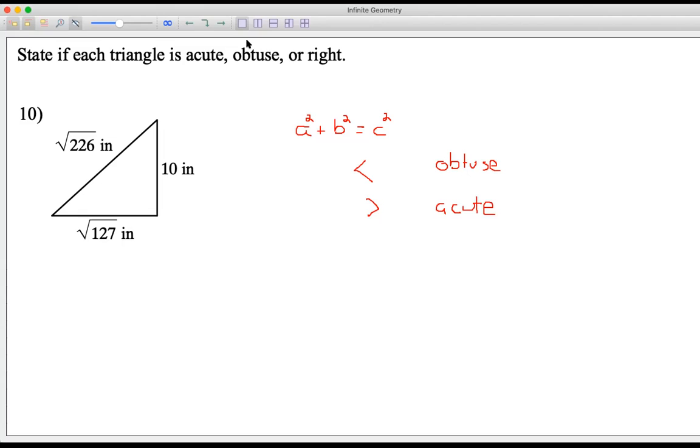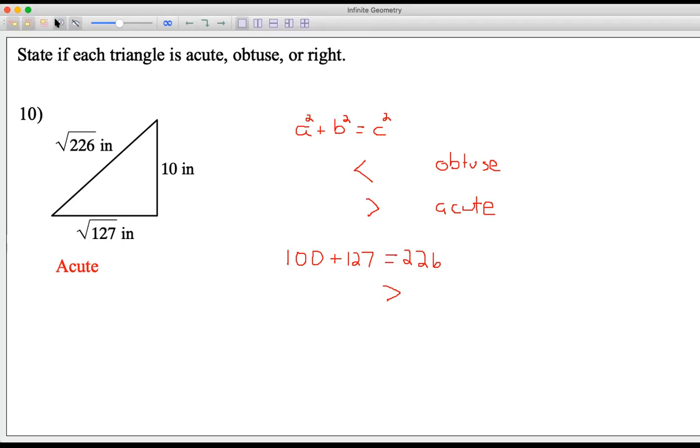Okay, this one's not too bad. If we square everything, well, 10 squared is 100. Square root of 127 squared is 127. Remember, they're inverse operations. They just get rid of each other. And the square root of 226 squared is 226. I don't even need to go past that step. 100 plus 127 is bigger or smaller than 226? It's bigger, so you get that construction, and according to our little matrix, that makes it acute.